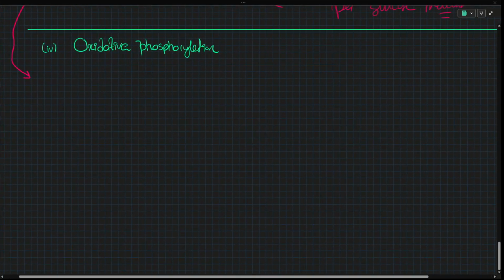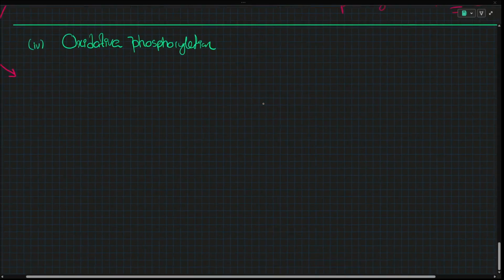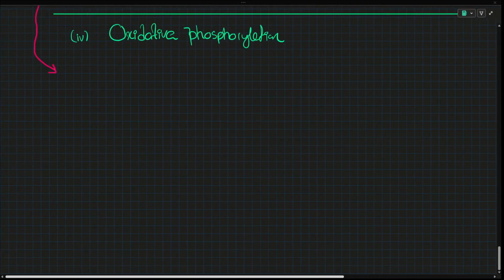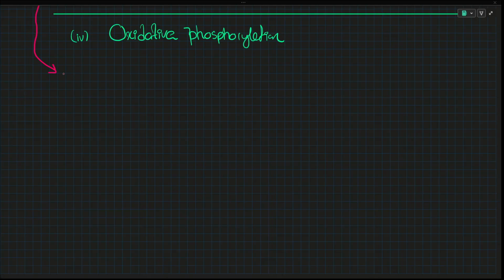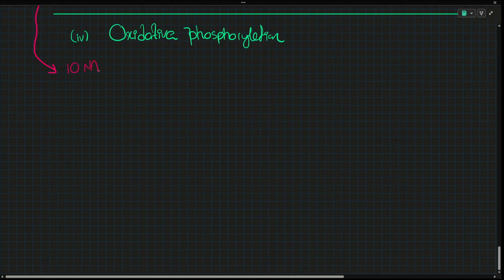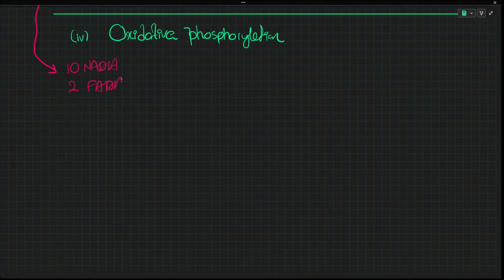As we talked about before, this final stage is actually happening in the inner mitochondrial membrane, not the matrix. So just for reference, let me write down that we're bringing in 10 NADH and 2 FADH total from here, right?